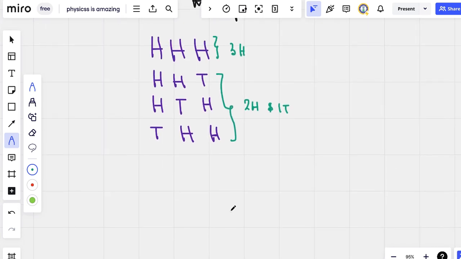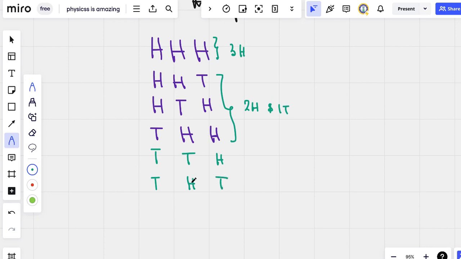Now let's do 2 tails and 1 head. So for 2 tails and 1 head, we can have tail, tail, head. Okay. Then we have 2 tails and 1 head in this regard. Then the next thing, we shift the position of the head to the middle. We have tail, head, tail. We shift the position of the head to the middle.